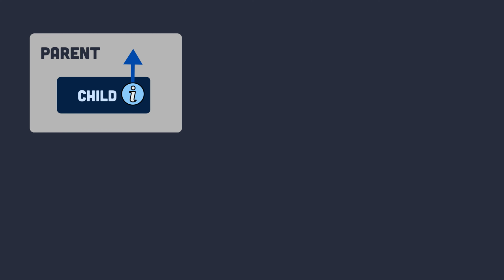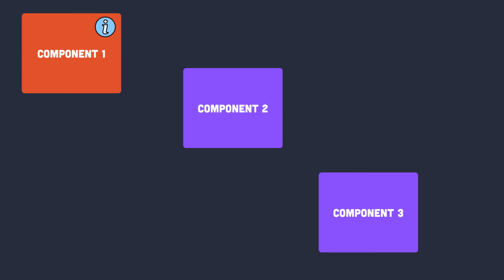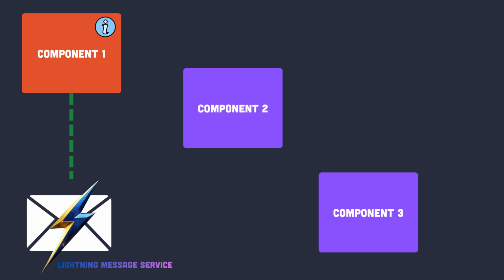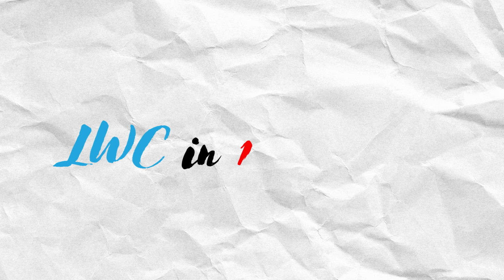To allow information to be passed between components that are not in a parent-child relationship, use the Lightning Message Service framework. This will fire an event with a payload from one component, which is shared with any component that is listening to the event. This has been LWC in 100 seconds.